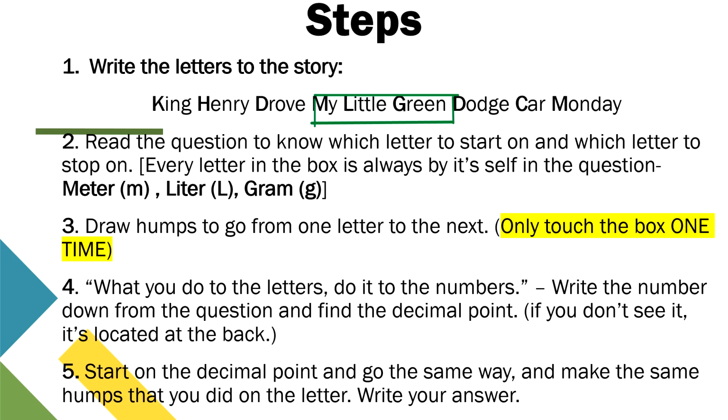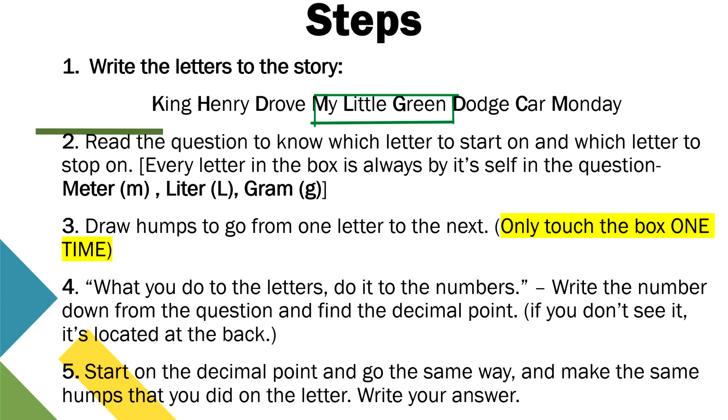So the letters to each of these words stand for the units of measurement in the metric system. K is for kilo, M in "my" stands for meter, L in "little" stands for liter, G in "green" stands for gram, the C in "car" stands for centi, and M in "Monday" stands for milli.